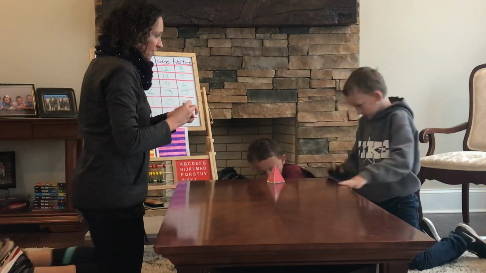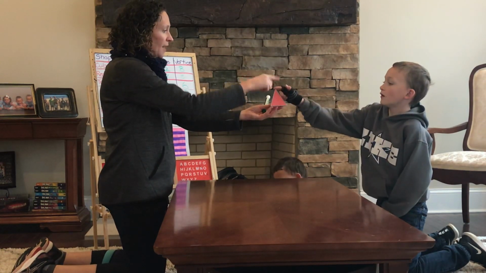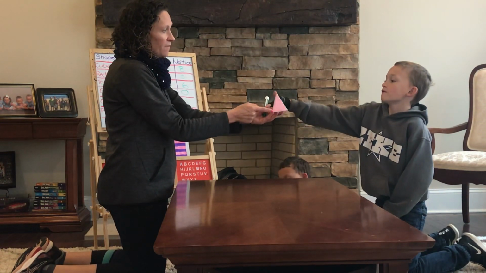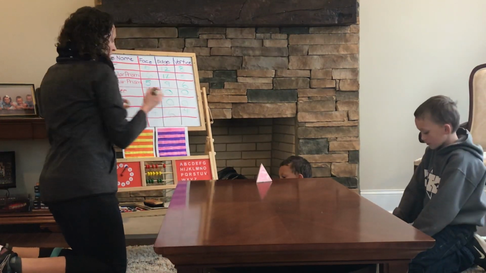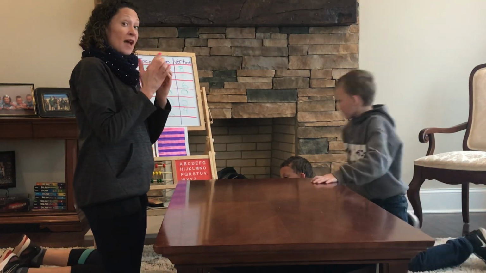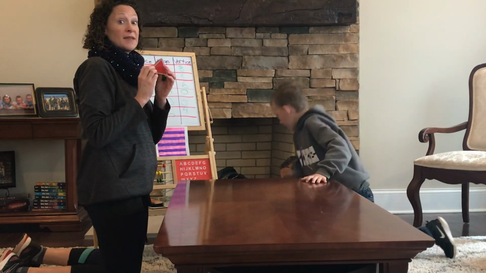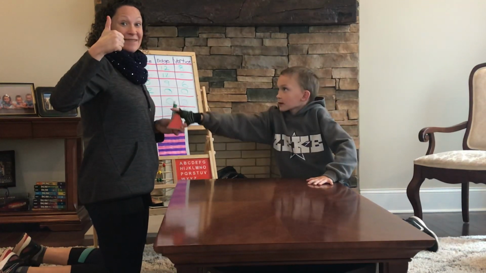Now let's count the vertices. Ready? Oliver, count our vertices. Start at the top. 1, 2, 3, 4. So this has 4 vertices. If you can find a pyramid in your house, try to count. But keep in mind, a pyramid could have a triangular base or it could have a square base. They would have a different number of faces. That's it for today.